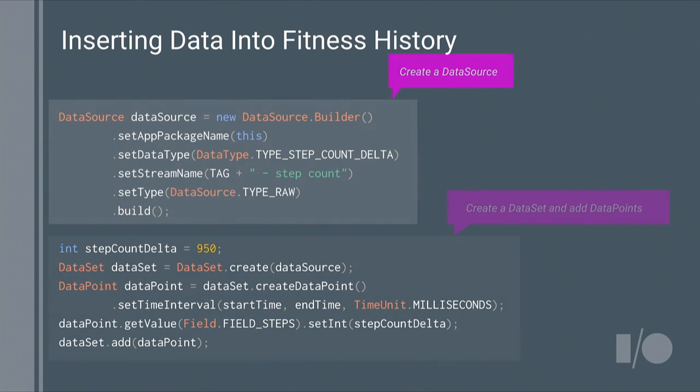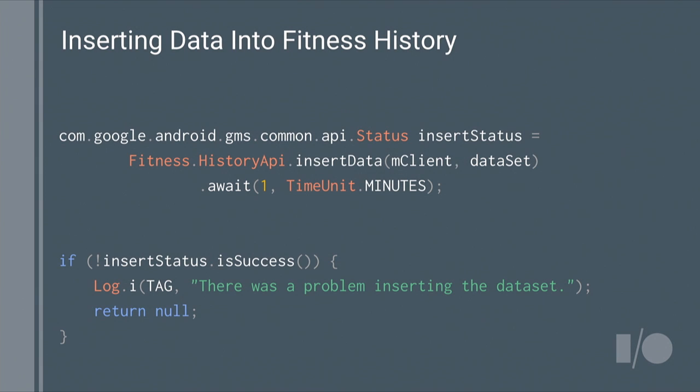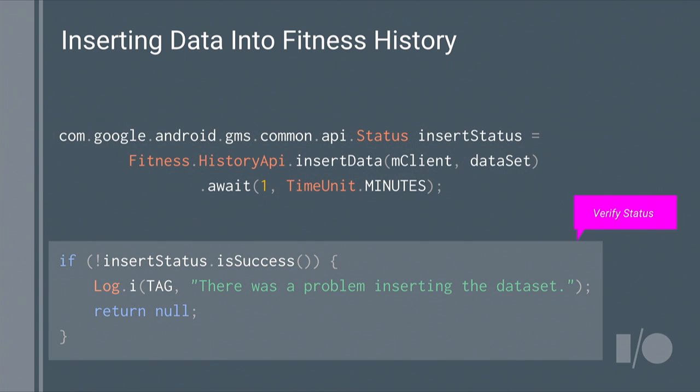And then you create a data set from the data source, and you add one or more data points to the data set. Each of these points has a start and an end time. So here I'm adding 950 steps with a start and an end time. And then finally, you just call insert data to put the data into the fitness history, and that's about it. All you really have to do after that is just basically verify that the operation succeeded before you start querying the data with the history API.